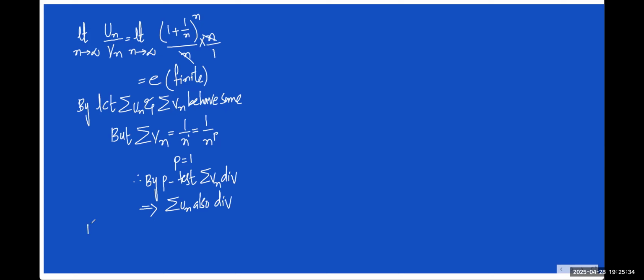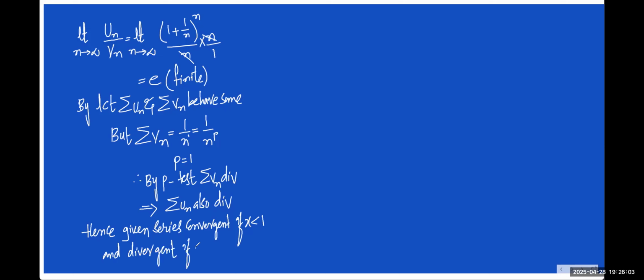Hence, the given series is convergent if x is less than 1, and divergent if x is greater than or equal to 1. In both of the cases, that is the end of this problem. I hope you understand.